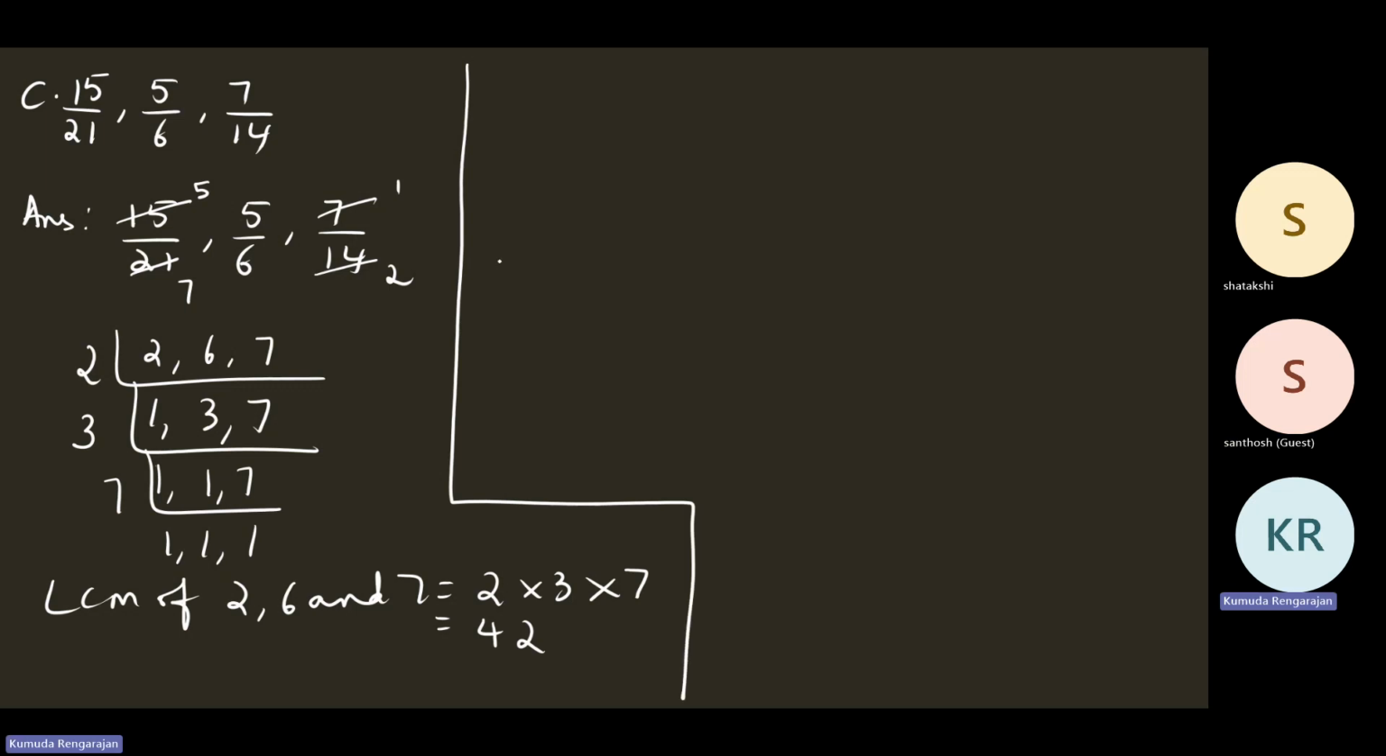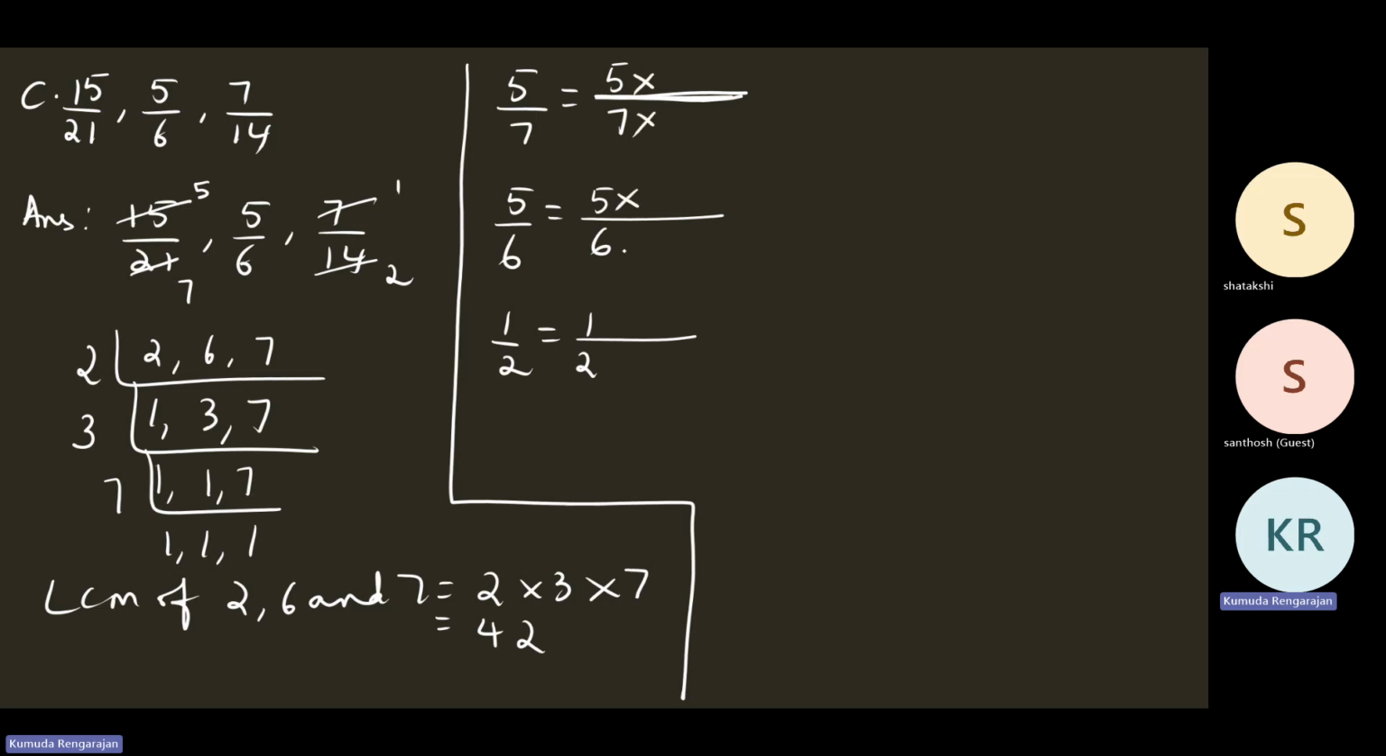Now take up the fractions. What are the 3 fractions you have? Write down all of them: 5 by 7, 5 by 6, 1 by 2. Put an equal to sign. Then write that 5 by 7 again with the division symbol a little longer, then 5 by 6 also, and 1 by 2, a little longer like this. Then you'll have to multiply the numerator and denominator with some number.